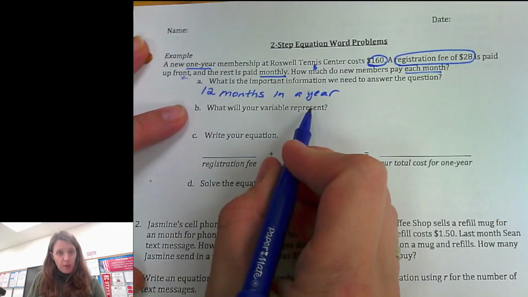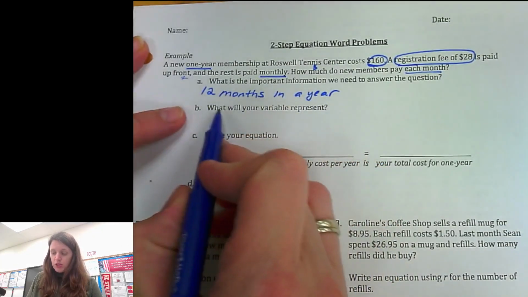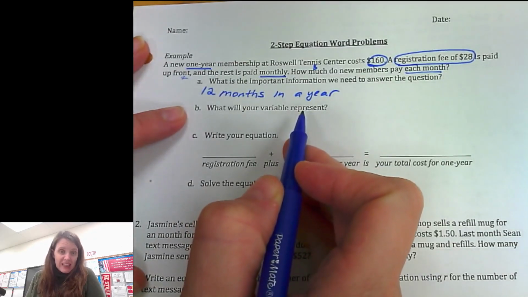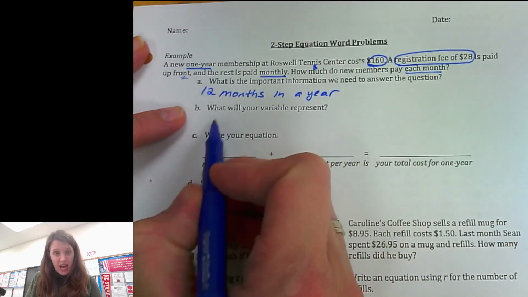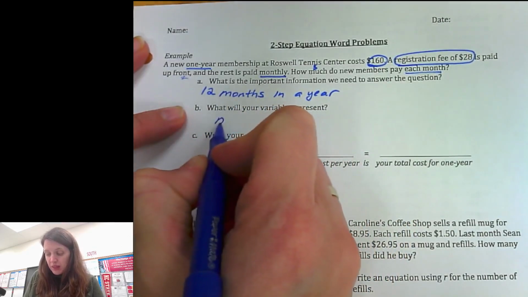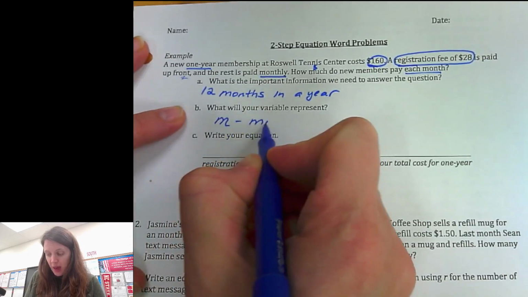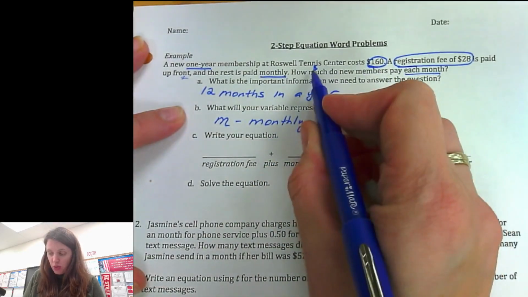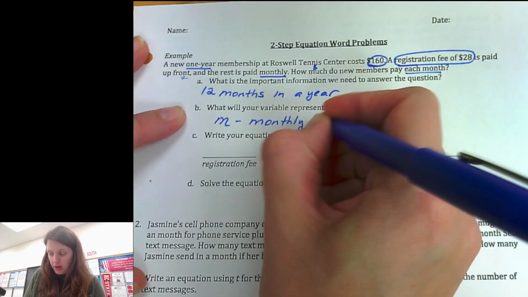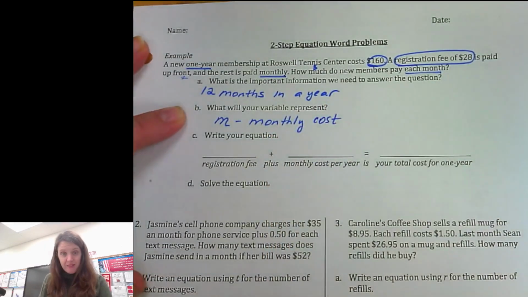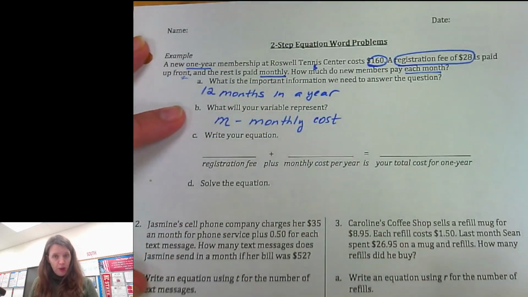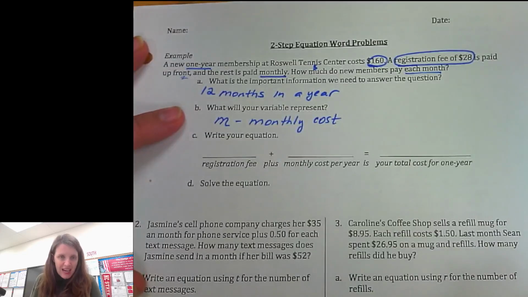So we're going to talk about the number of months, and we're also going to talk about what our variable is going to represent. Now, we can choose any letter to represent our variable. We could choose X, but we can also choose something like M to represent that monthly cost, the cost per month. That's the thing I don't know. That is the variable, the one that I'm trying to figure out. So the monthly cost could be represented by M. You can also use X. It doesn't matter, you can do one or the other.